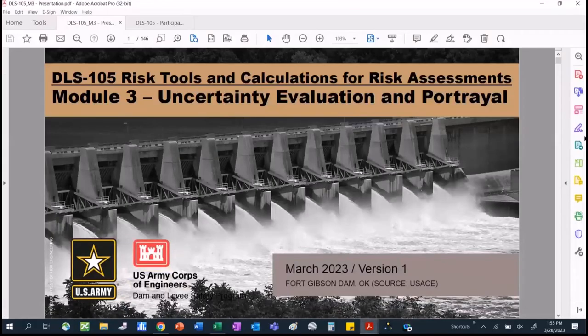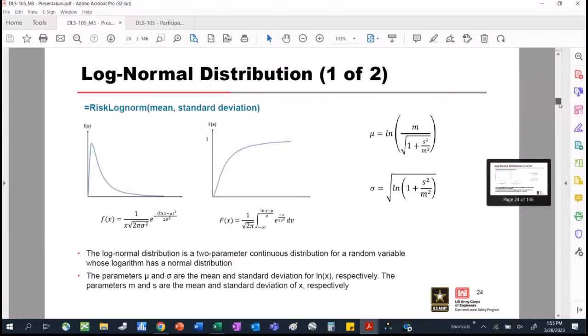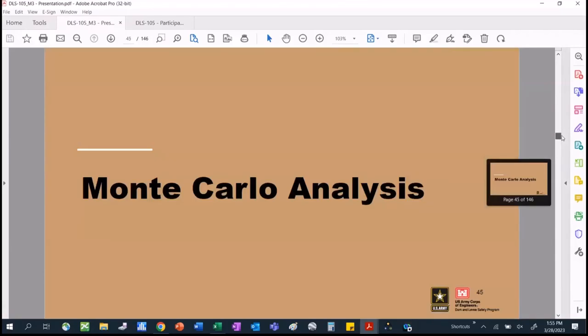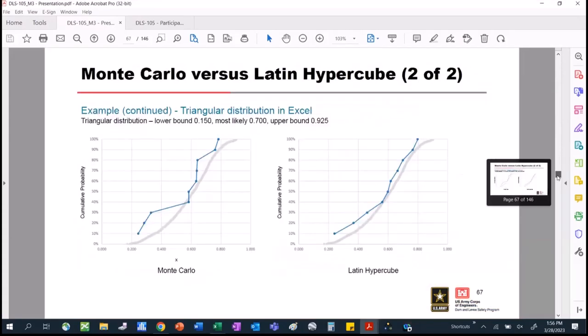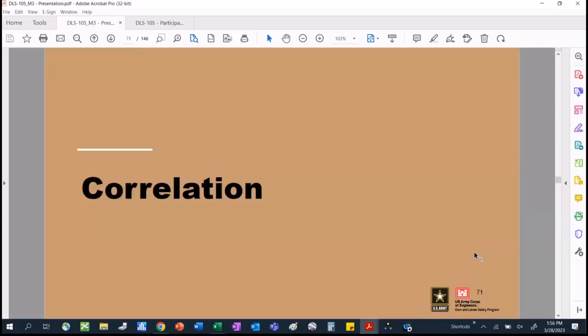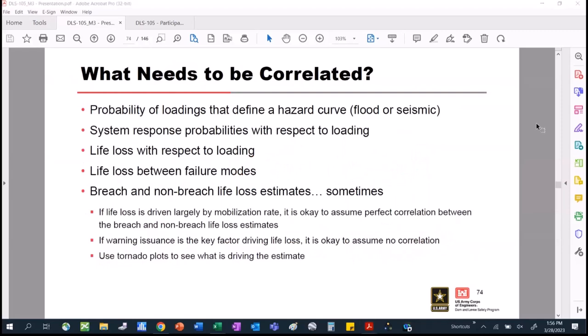So that's a really good question, and we did cover that a little bit in the module 3 presentation. A lot of it has to do with what the life loss is most sensitive and dependent on. So for example, if your most sensitive parameter is mobilization, it stands to reason that if a given population responds well to a non-breach warning, they're also going to respond well to a breach warning. So if mobilization is really driving things, we're going to typically assume perfect correlation, because either I'm going to have a high mobilization for both sets or a low mobilization for both sets. It's probably unlikely for those to flip-flop.